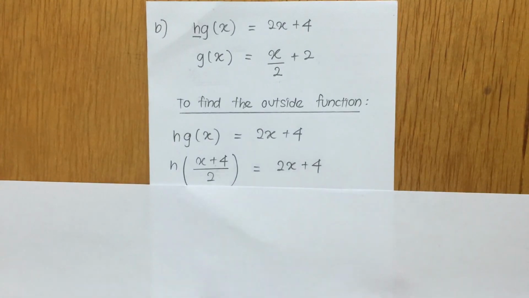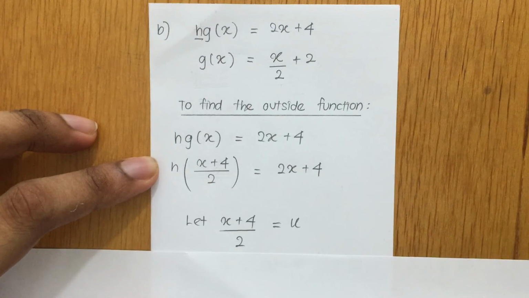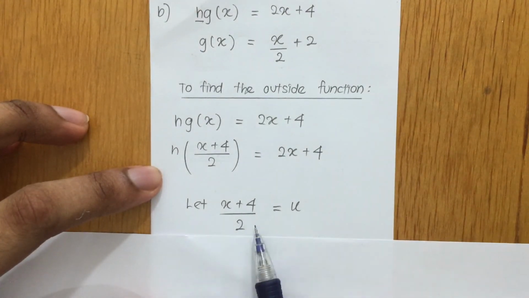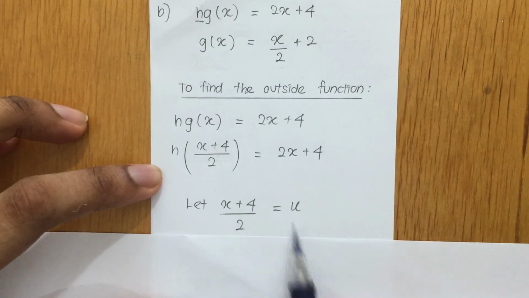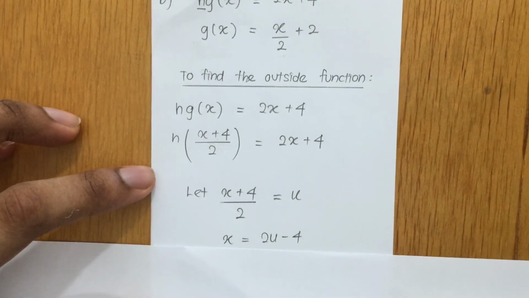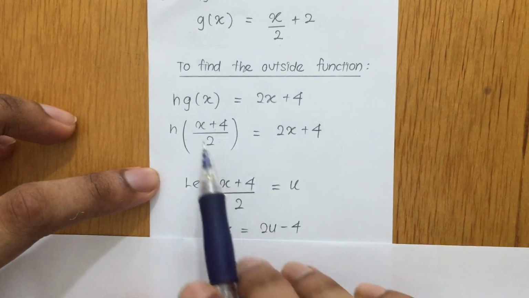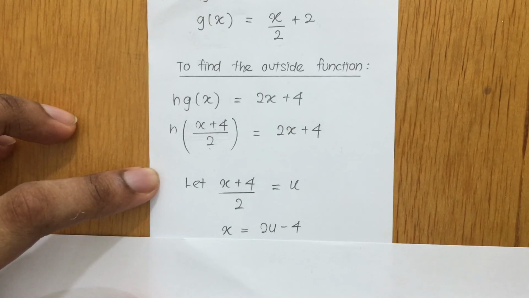From here the calculation will be slightly different compared to the inside function, guys. Let us continue. To find the outside function, we are going to let x plus 4 over 2 equal u. You can actually let it be any unknown, it's up to you. So x plus 4 over 2 equals u, and in terms of x, x will be equal to 2u minus 4. So from this step onwards, x plus 4 over 2 equals u, and x equals 2u minus 4. I hope you understand the concept behind this.